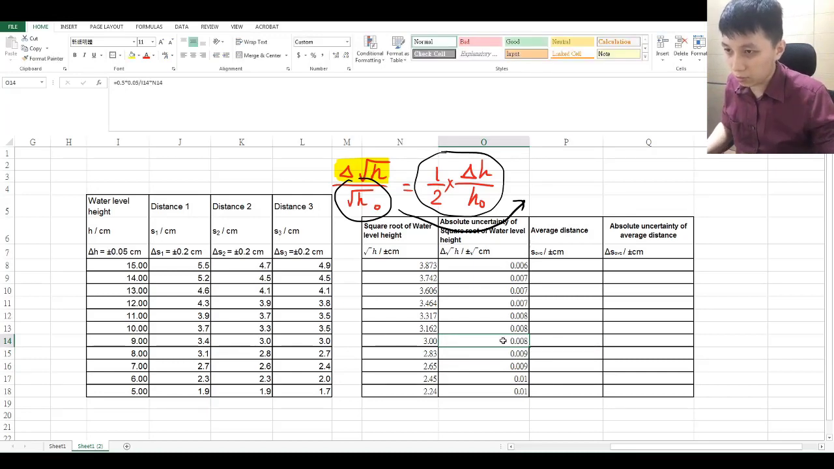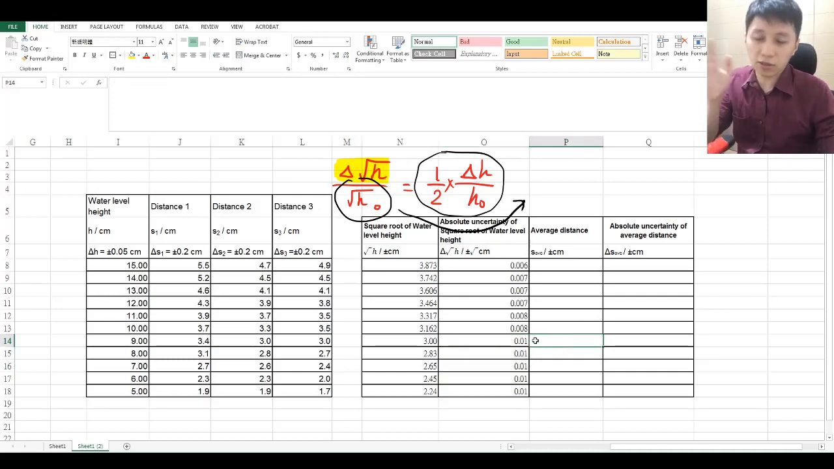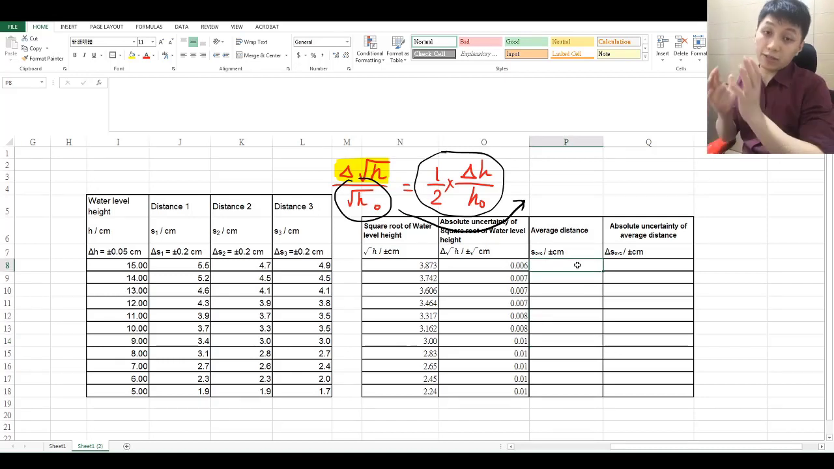Actually, can I actually do this? Oh, actually you can. I mean, the software will automatically round it up for you. So very nice. Next, the average distance. So according to what we talked about in chapter 1, then for average, normally in mathematics you take the mean, so add them up, divide by 3.